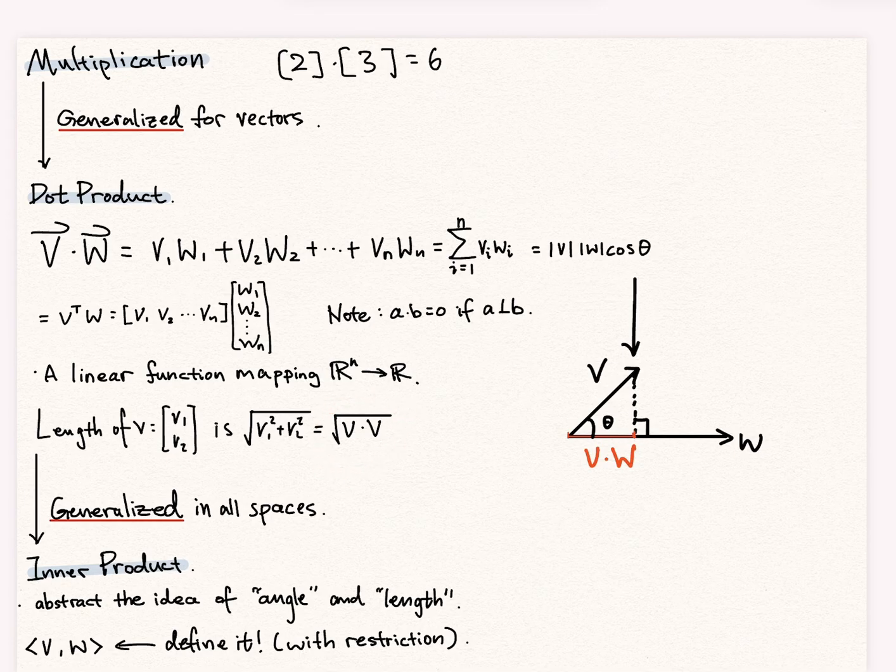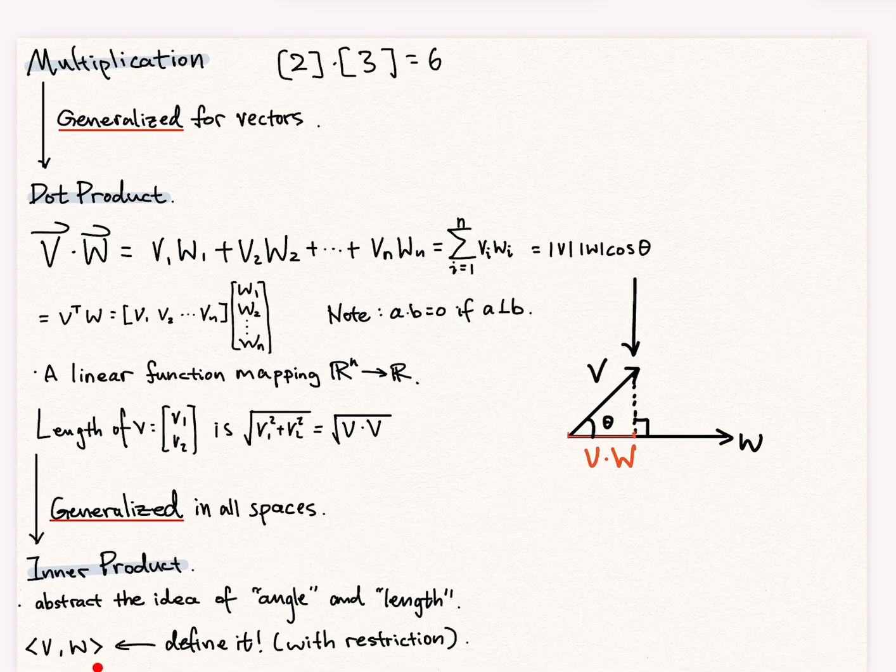Now that we have gone through multiplication and how dot product is a generalization of that, we will now see that inner product is a generalization of dot product in all spaces. Inner product is really abstracting the idea of angle, which comes from the inner product, and length, which is the norm. We will talk about that later. And the notation for inner product is written as such.